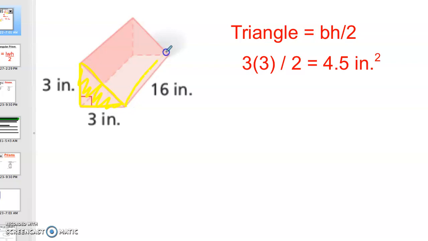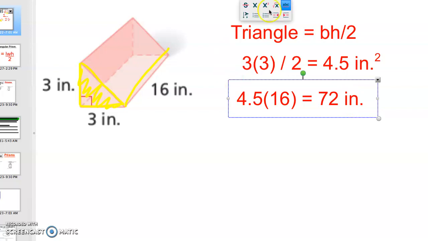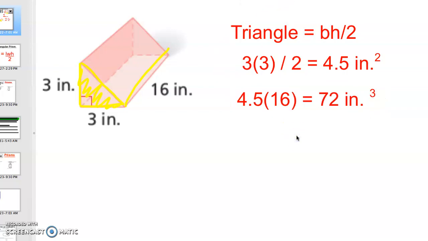Well, now there's 16 layers of that triangle. So I have to do 4.5, which is my triangle, and there's 16 layers of that. So I'm going to pick up my calculator, and I'm going to type in 4.5 times 16. And I get 72. So that's 72 inches cubed. So that's one way of finding it. I just found the area of the triangle and then I multiplied it by the height, how many layers there are.